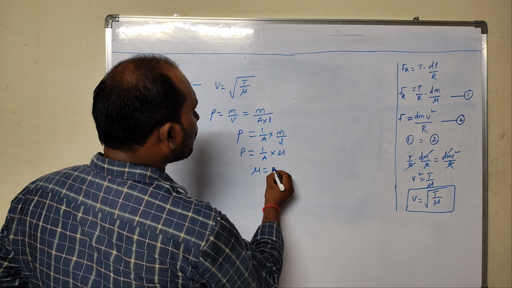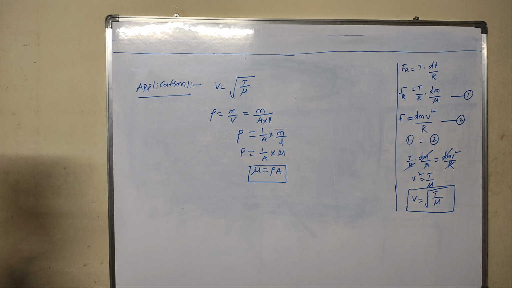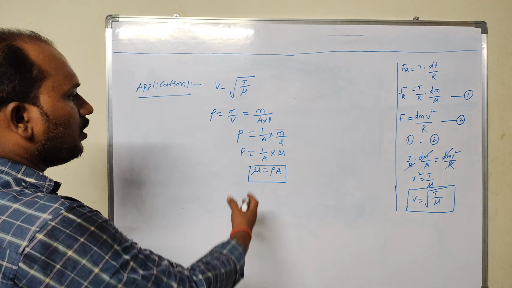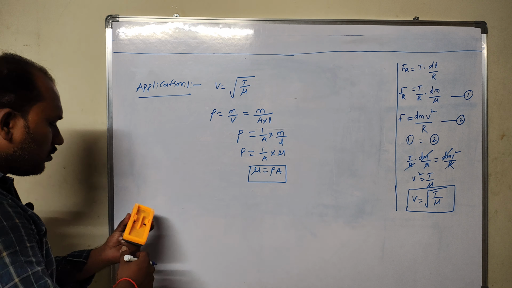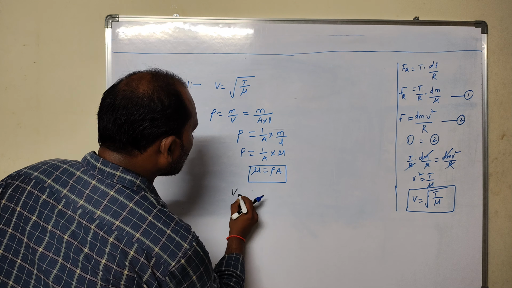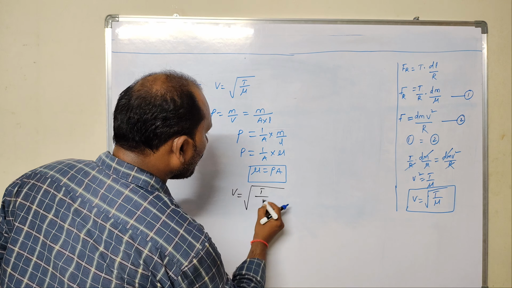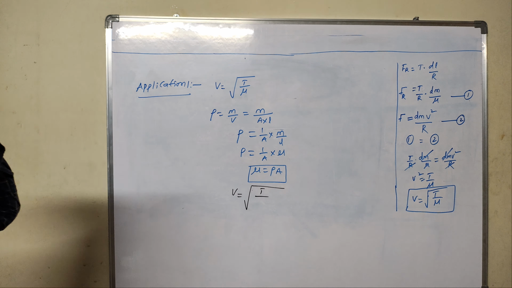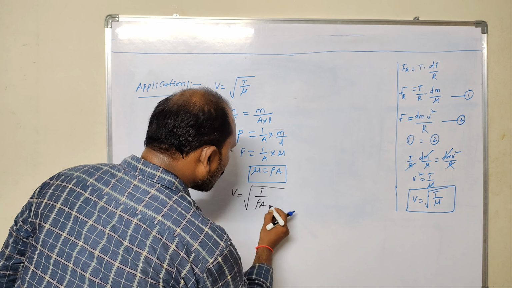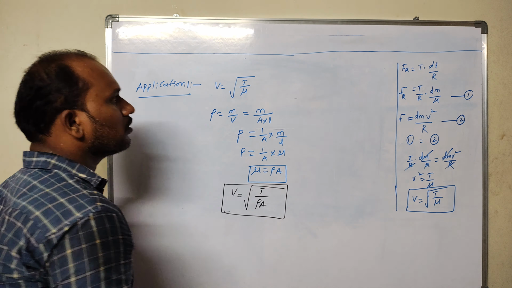So in the place of mu, that is linear mass density, what do we have to substitute? Rho A. Now we substitute in V is equal to root of T by rho A. So mu is equal to rho A. Agree or not, you people? I hope you have understood.